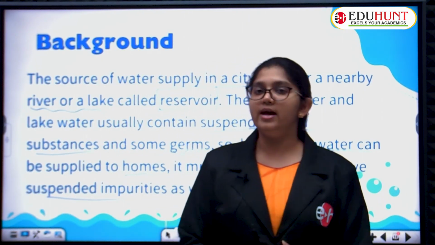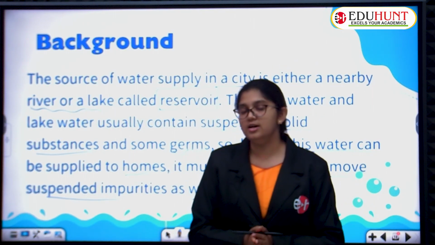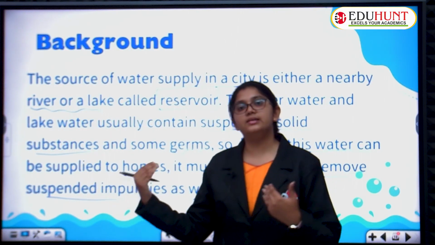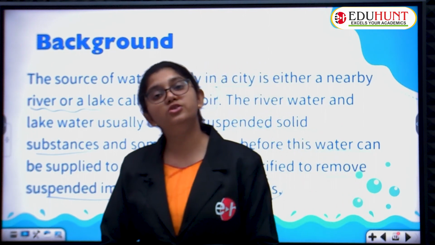So that we have to take care, and the water we intake is safe. But if we take it directly without subjecting it to this process, we may get some diseases, because it is not safe for drinking.